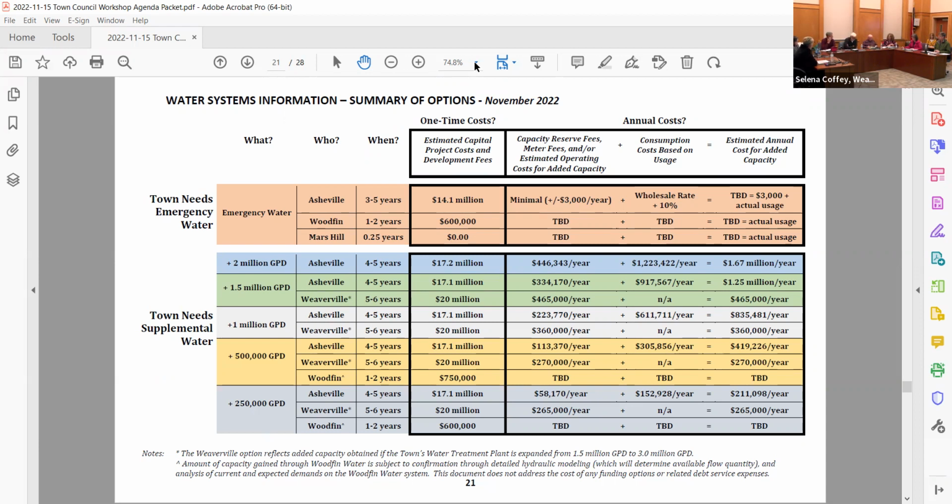So that sounds like a motion to proceed with the interlocal agreement with Mars Hill. Is that correct? It is. Thank you very much, sir. Is there a second to that motion? Second. Thank you very much.